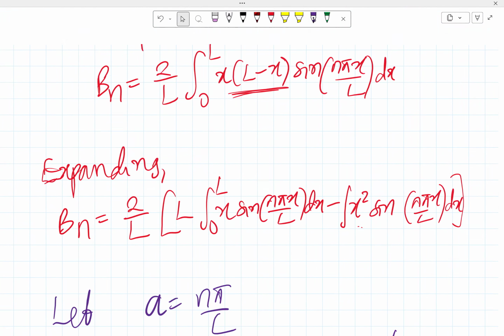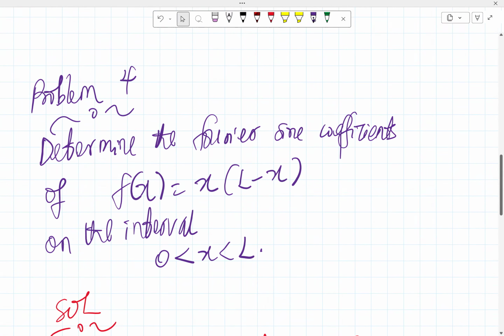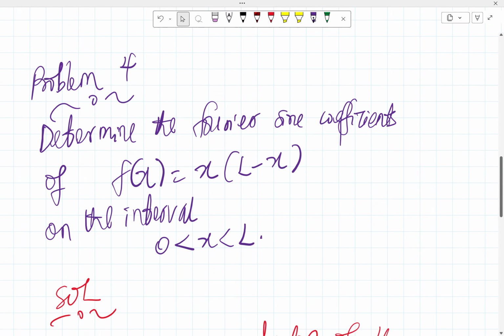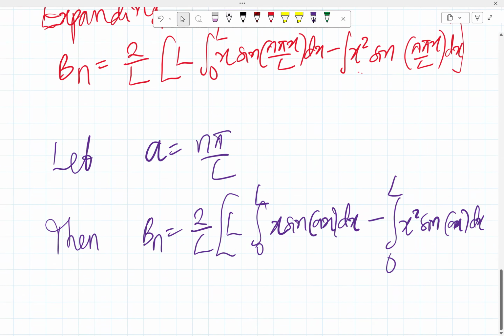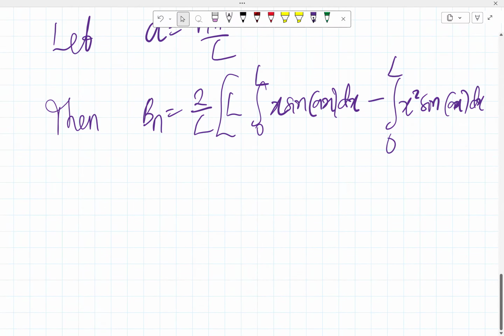So we have that. Don't forget the goal. The goal is to determine the Fourier sine coefficient of f of x equals x into L minus x. So it is more like throwing that into the Fourier thing and getting our result out. So we have this now. So the next thing now, we do the integrals.